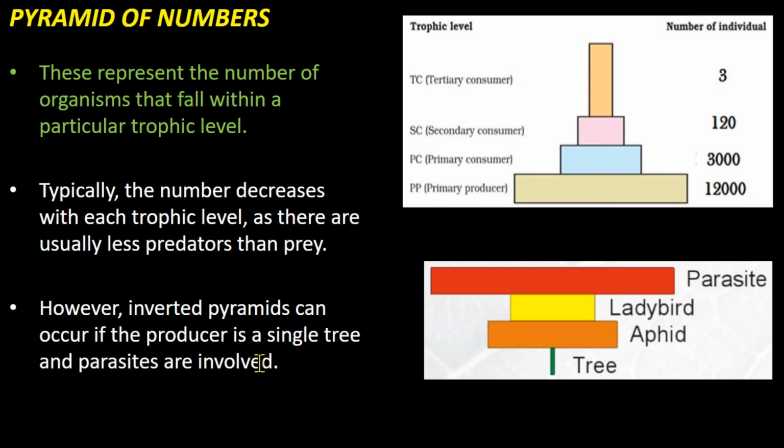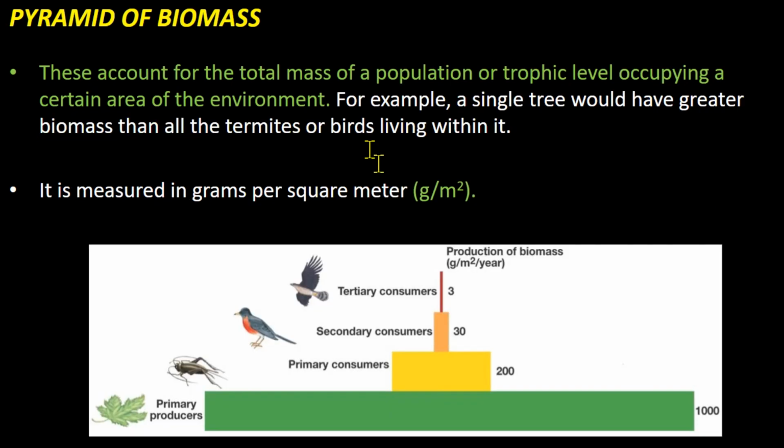Now, inverted pyramids can occur if the producer is a single tree, for example, and parasites are involved. You would have multiple parasites feeding on one particular organism. A pyramid of biomass accounts for the total mass of a population or trophic level occupying a certain area of the environment. So for example, a single tree would have a greater biomass than all the termites or birds living within it. Biomass is measured in grams per square meter.